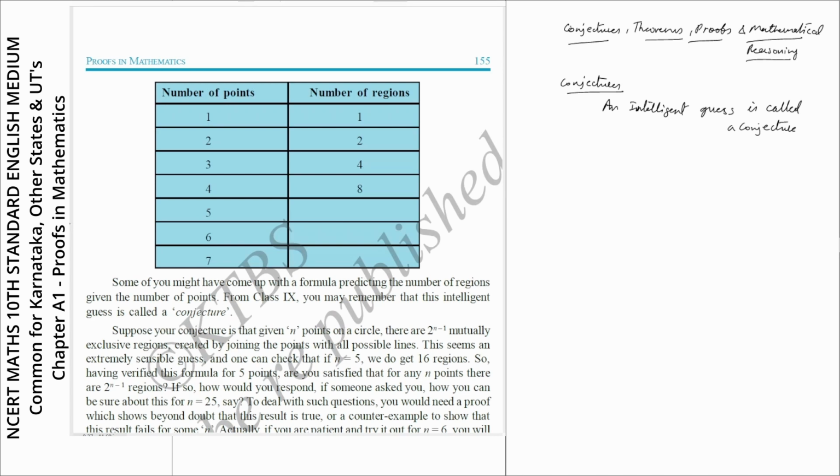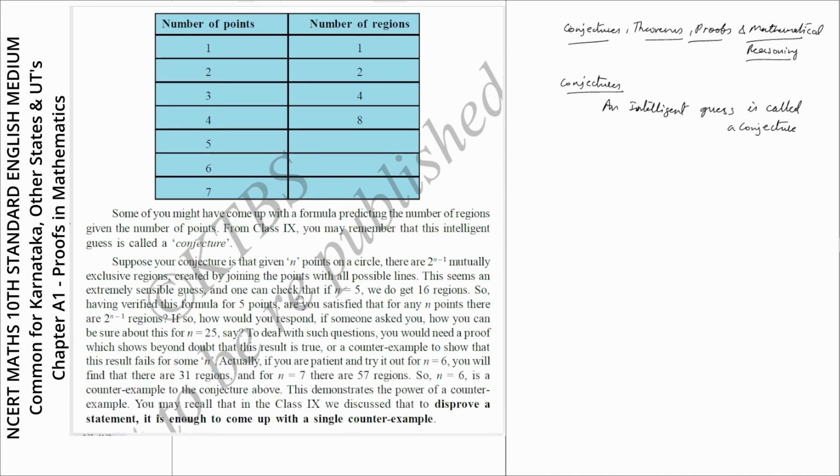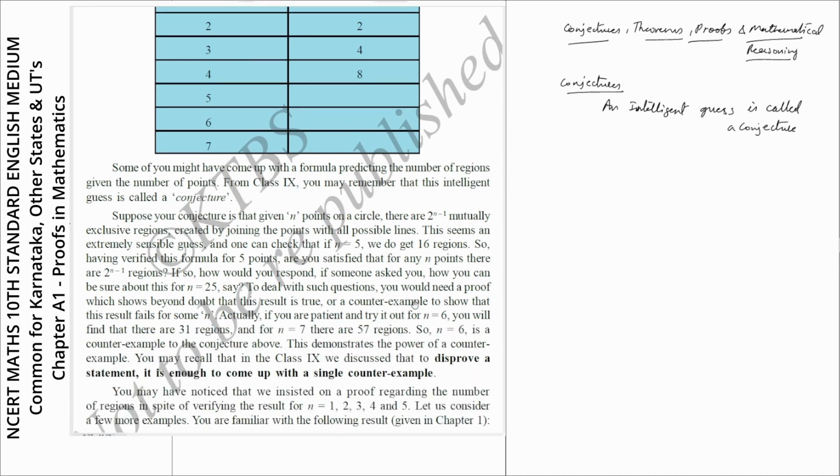So can we state that the number of regions is given by 2 to the power of n minus 1? That will be a statement: the number of regions is equal to 2 to the power of n minus 1. But is this statement true for all values of n? That's the question. For n equal to 1, 2, 3, 4 we already checked. For n equal to 5 also this statement is correct. But actually for n equal to 6 this statement is wrong. You can verify. Here they've explained it.